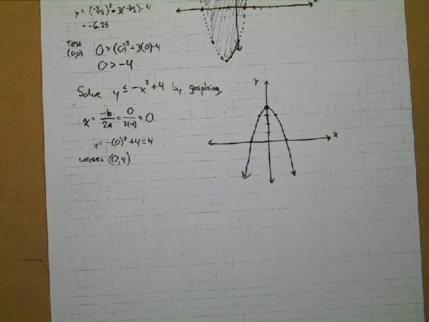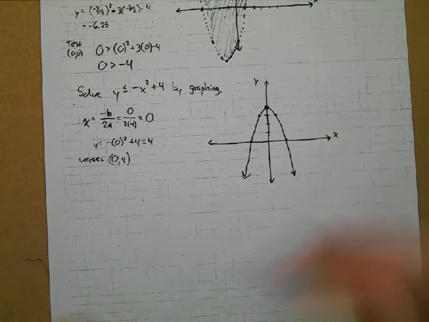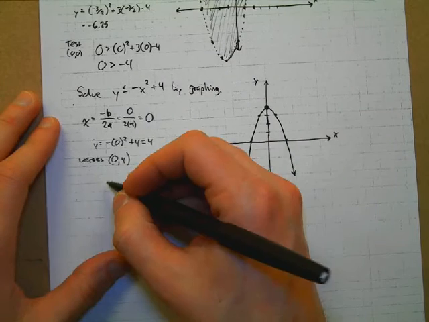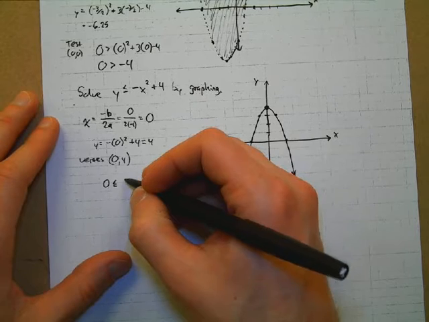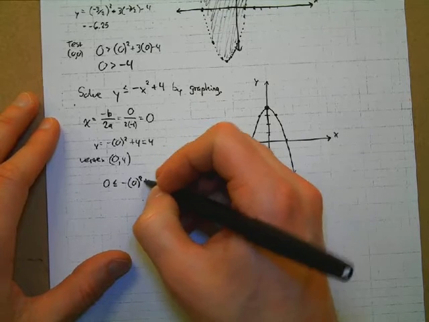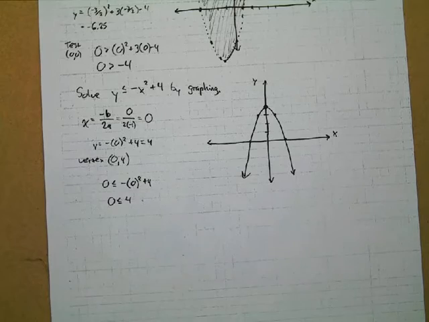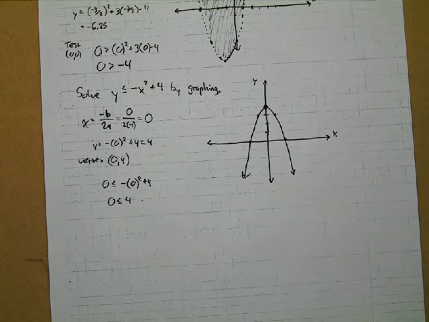Now, let's convince ourselves that's right. You notice that the origin is inside, so let's plug in 0, 0 here. We'll say 0 is less than or equal to negative 0 squared plus 4. When we simplify it, 0 is less than or equal to 4. Is 0 less than or equal to 4? Yes. So that means this point works, and that means all the points inside that region work. Okay?